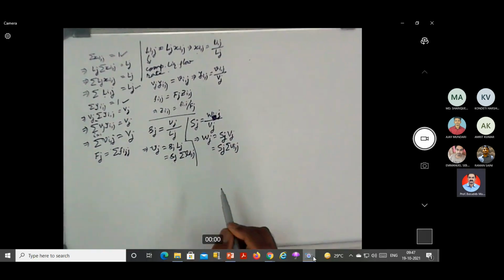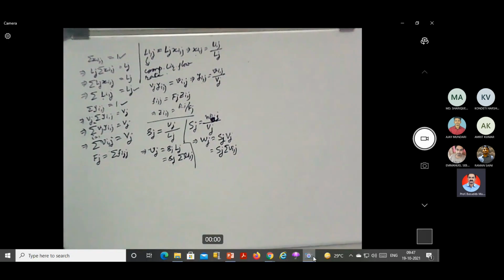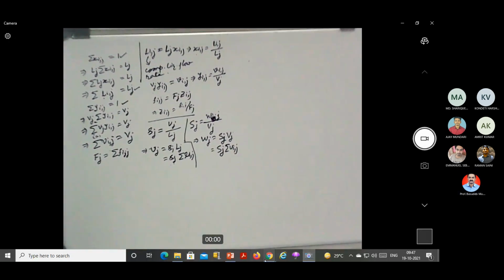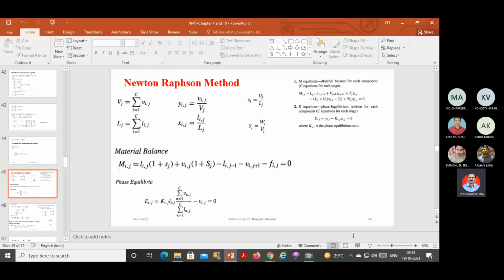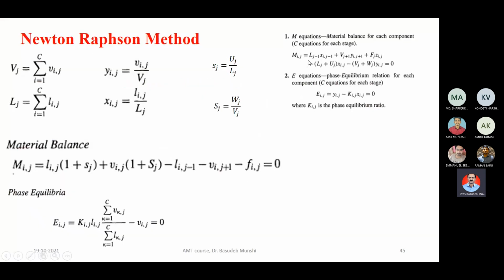Okay. Now look at the component mass balance equation. This is the component mass balance equation. You are familiar with this one. Lj minus 1 into Xij minus 1 plus Vj plus 1 into Yij plus 1 plus Fj into Zij minus these two terms. Okay. Now what I told you? I told you that all Lj will be replaced by sigma Lij. Lj means also Lj minus 1. Similarly, Vj will be replaced by sigma Vij. Vj plus 1 will be replaced by sigma Vij plus 1.